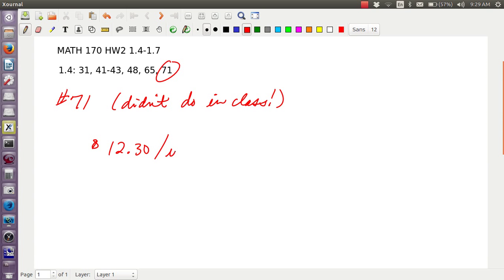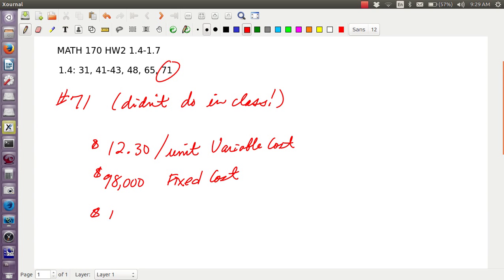Okay, a company produces a product for which the variable cost is $12.30 per unit. So this is variable cost. I'll tell you what that is in a second. And there's some kind of fixed cost, $98,000 fixed cost. And the product sells, $17.98 is the price. They're hitting you with everything. X is the number of units, both produced and sold, so that's great.